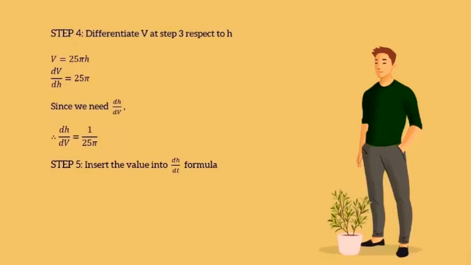Step 5 is the last step of our problem solution. You just need to insert the values into the dH over dt formula that we created at step 2, where dH over dt equals dH over dV times dV over dt. After that, insert the values you obtained from step 1 until step 4, where 1 over 25 times pi is multiplied by 35. After the calculation, you will get 0.45 cm per second.